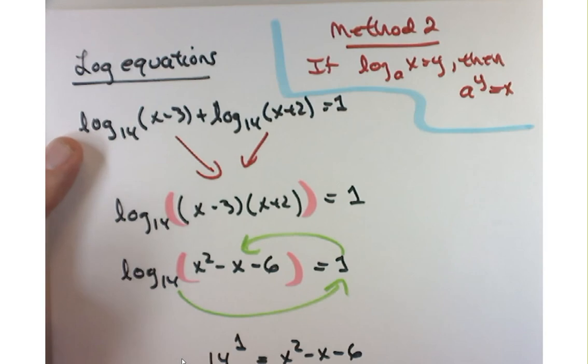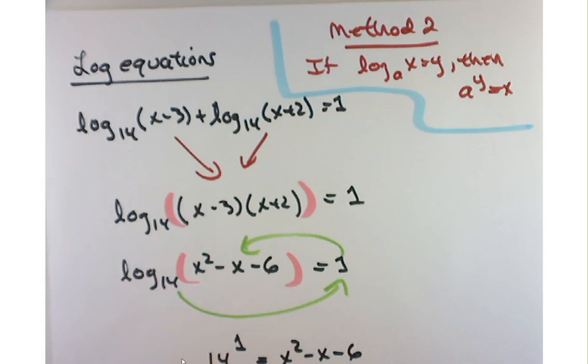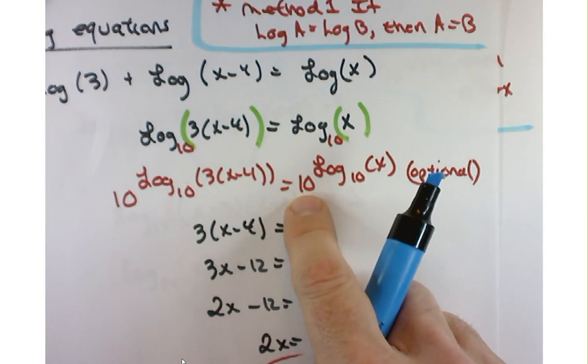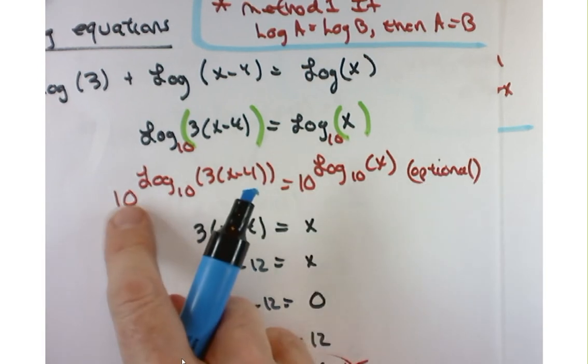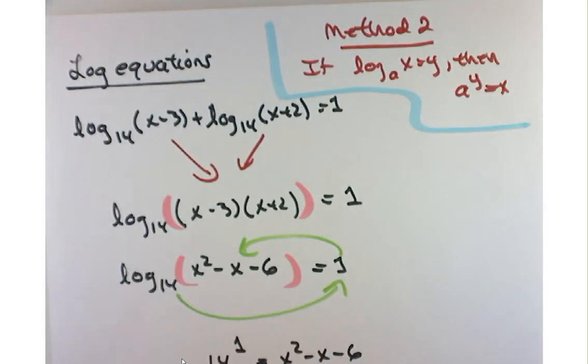Sydney? I'm a little confused as to why you put the base 10 twice on that previous problem. Like if you go back, 10. Well, I exponentiated. This is 10 to the power of log base 10. I see, thank you.